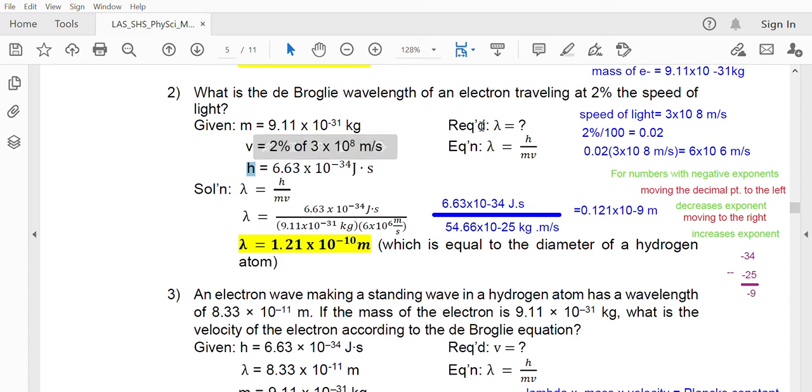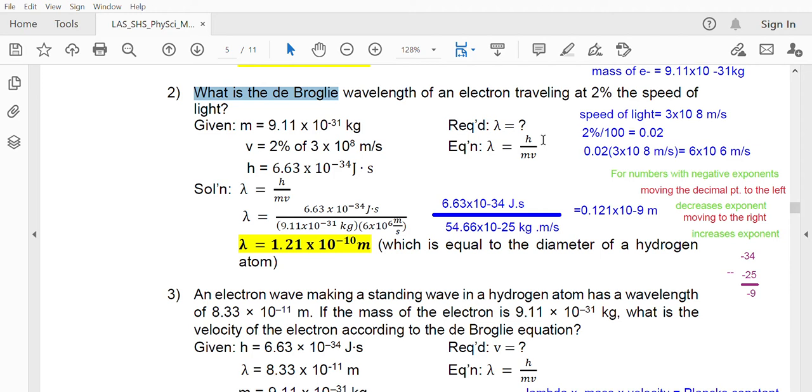What is required? From the problem it says, what is the de Broglie's wavelength? So that is the required, lambda. What is the equation? Lambda is equal to the Planck's constant divided by the mass times the velocity.